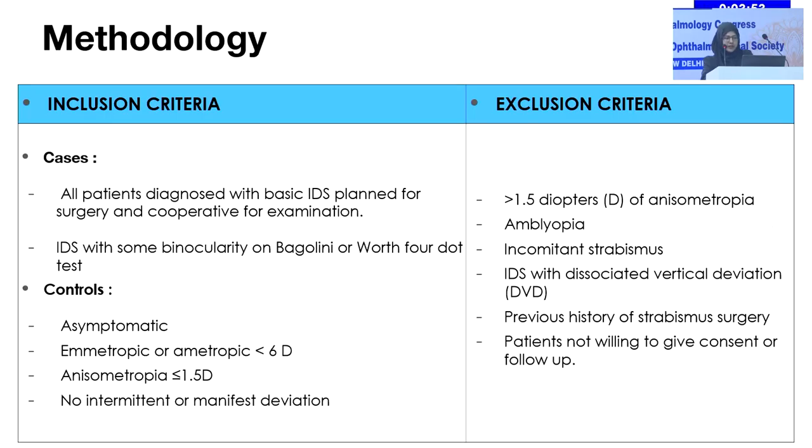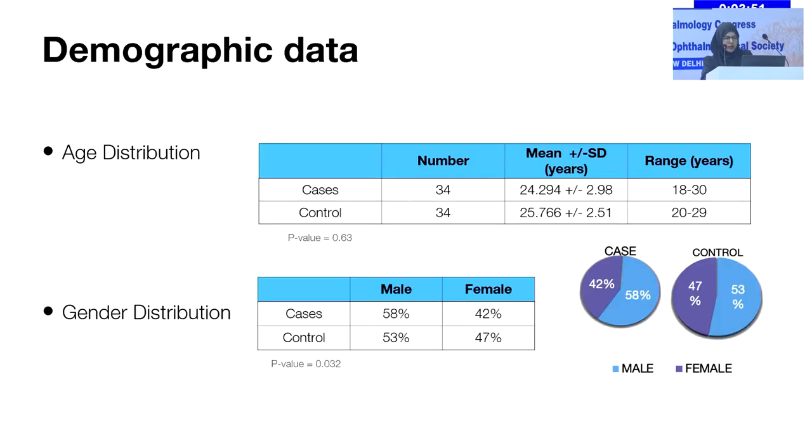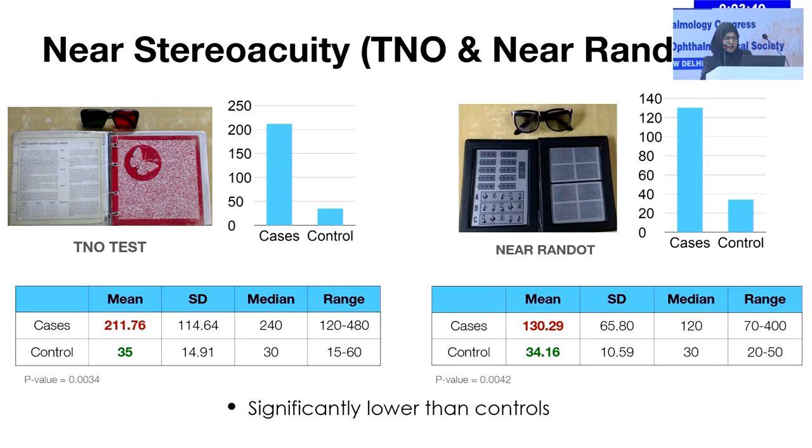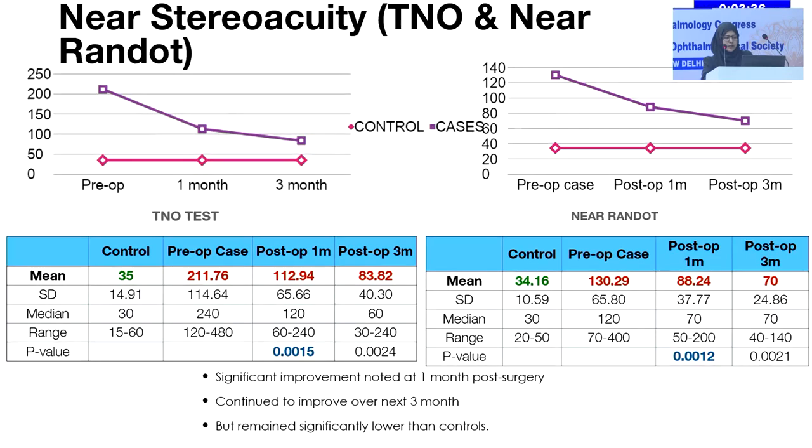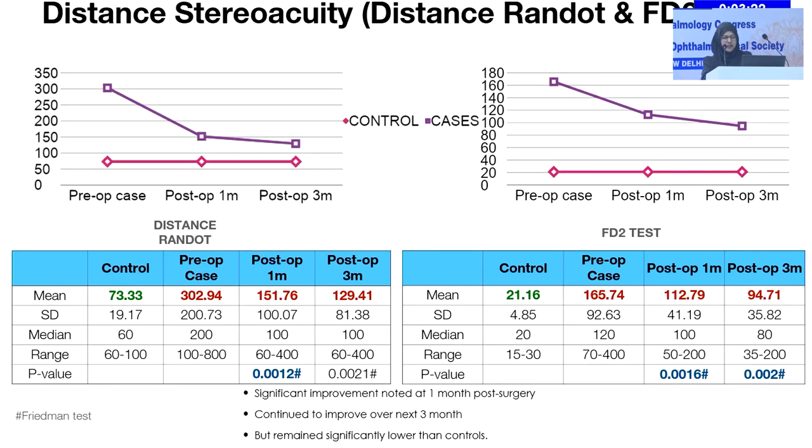These were the inclusion and exclusion criteria. So coming to the results, when we compared the cases and controls, in cases the stereoacuity was significantly lower as compared to the controls in near stereoacuity and distant stereoacuity. And after surgery, we saw that there is a significant improvement at 1 month post-surgery, and then it continues to improve over the next 3 months. But even at 3 months, it was significantly lower than the control in near and distant stereoacuity.